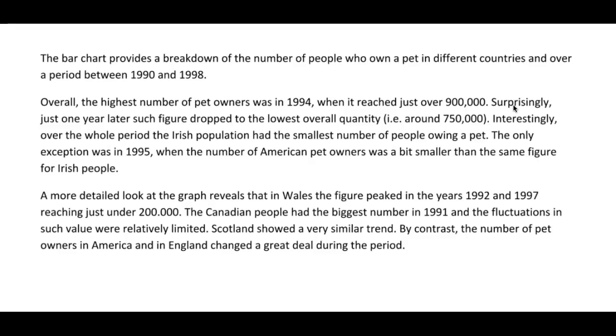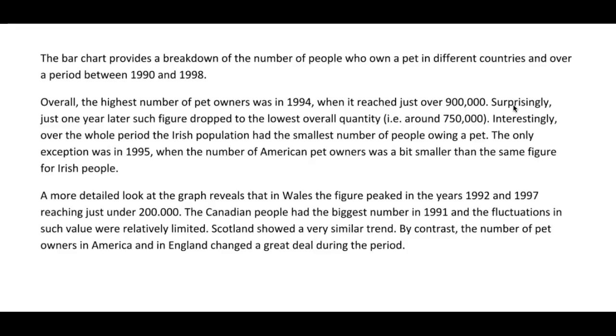Okay. A more detailed look at the graph reveals that in Wales the figure peaked in the years 1992 and 1997, reaching just under 200,000. Good. Canadian people had the biggest number in 1991, and the fluctuations in such value were relatively limited. Good. Or we could have just said, and the number remained stable throughout the period. Okay, that would have been a more concise way of saying it.